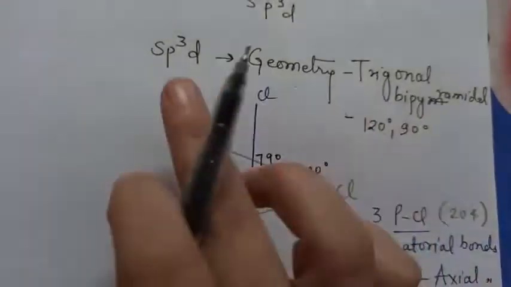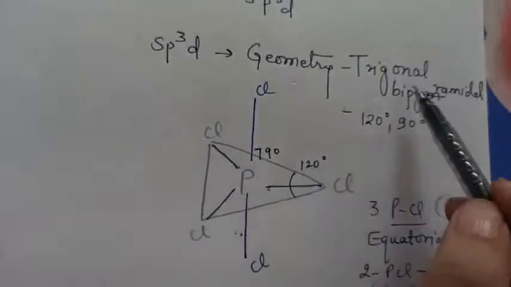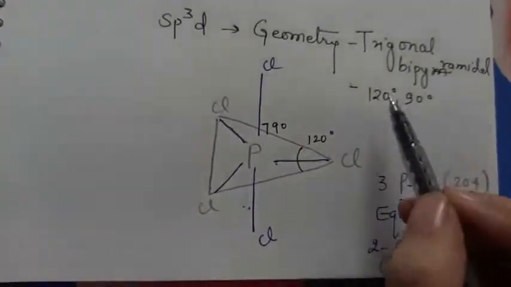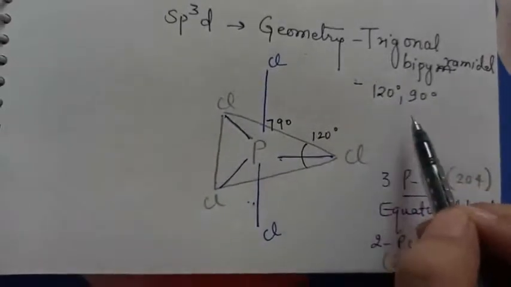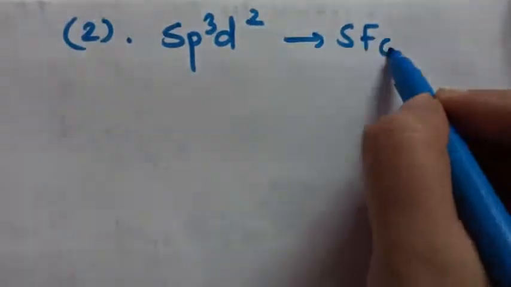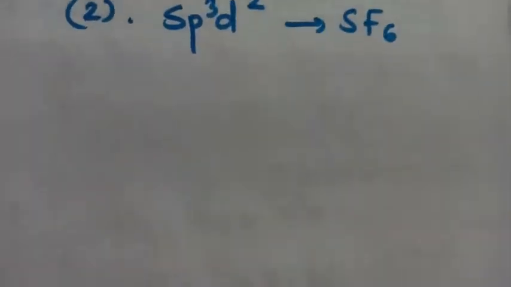So you have talked about in sp3d geometry is trigonal bipyramidal. ठीक है, I have drawn the geometry and bond angles are 120 and 90 degree respectively. Now see our second example or the second hybridization involving d orbital is sp3d2, and as an example we will study SF6 molecule. As you have drawn for PCl5, the same you will have to draw here, and it's very easy. If you have understood PCl5, it will be very easy.